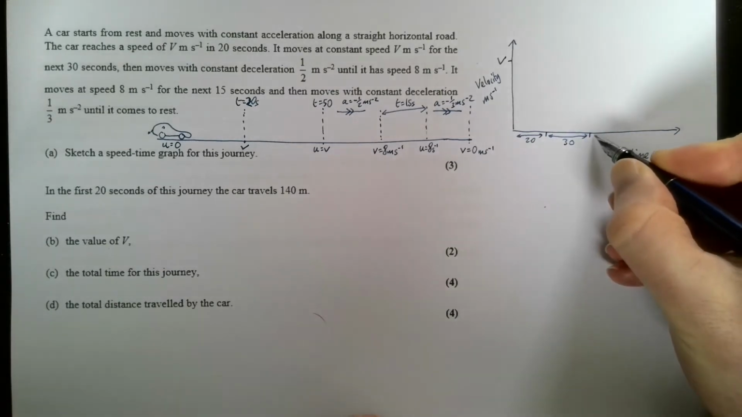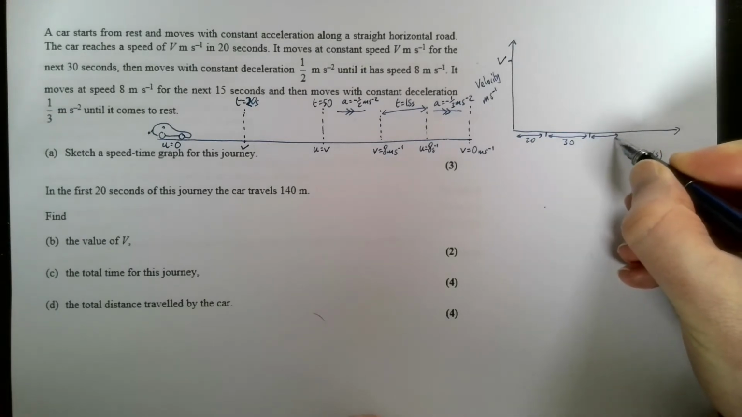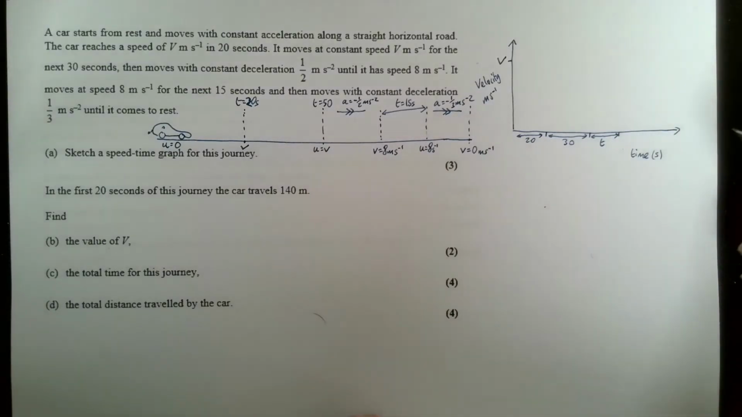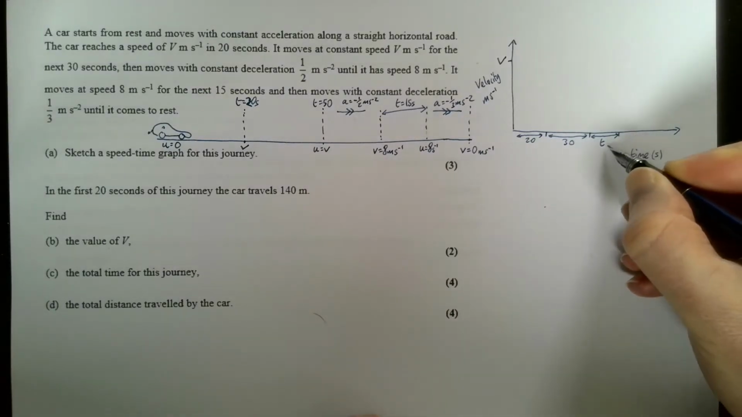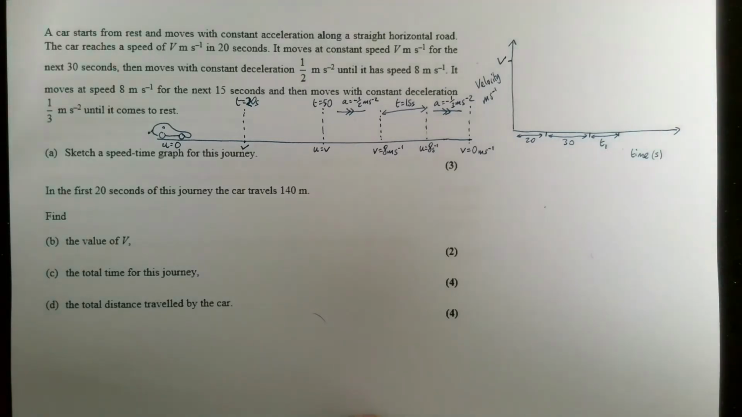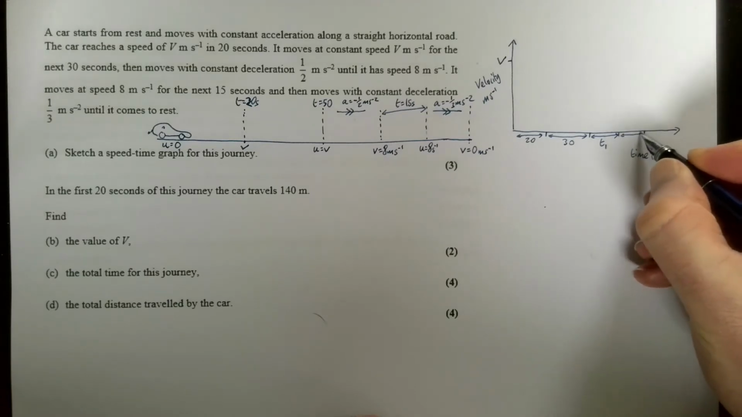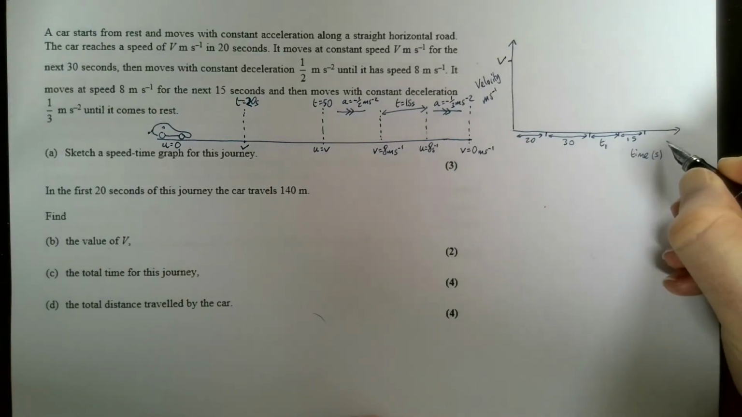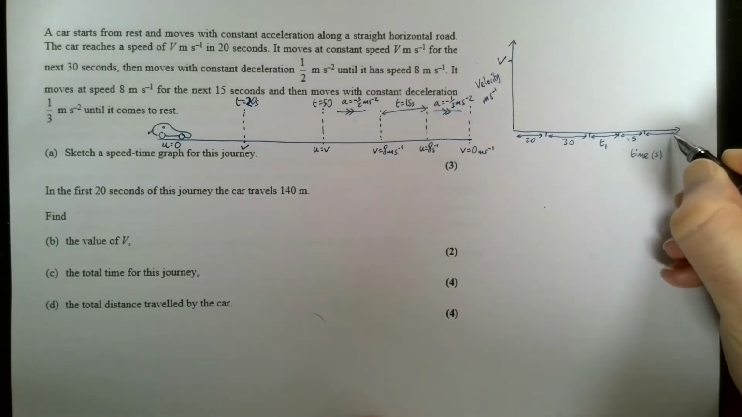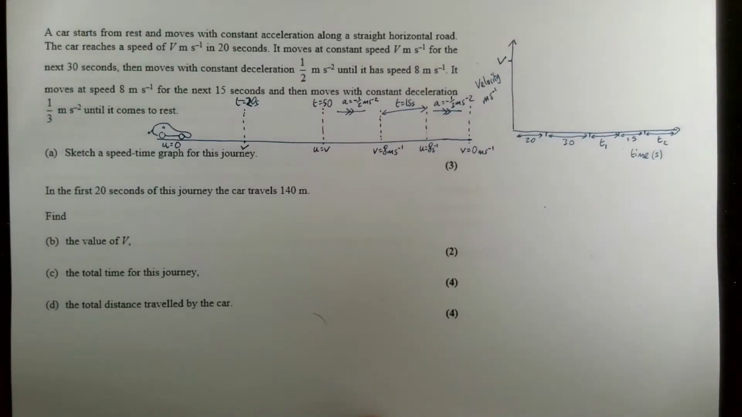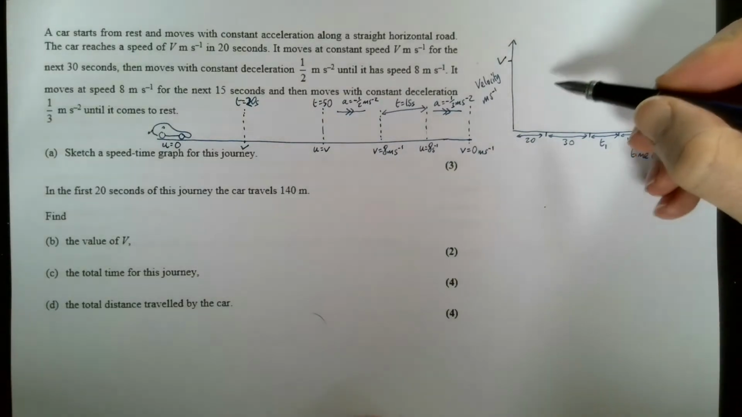And then we don't know how long we're going to have for the first slowing section, so we could call that t, or I think in the mark scheme they actually say t1. But if you've used any letters at all, it doesn't really matter. Then you've got 15 seconds for the next bit, and finally we have another period as we're going down to 0, which you could call t2, or if you've got a different letter, that's absolutely fine.